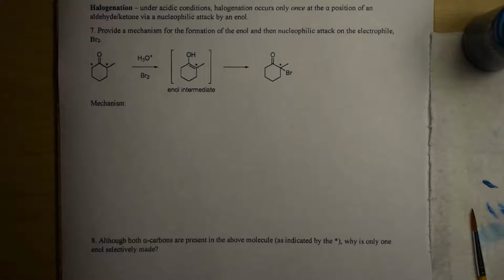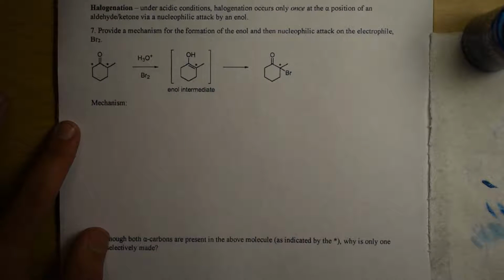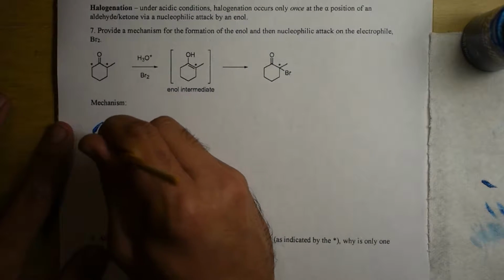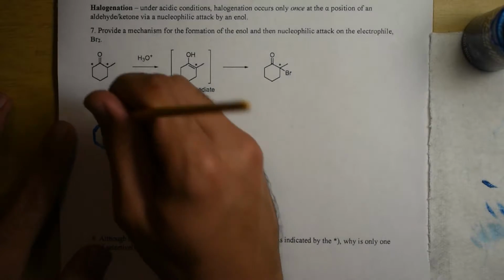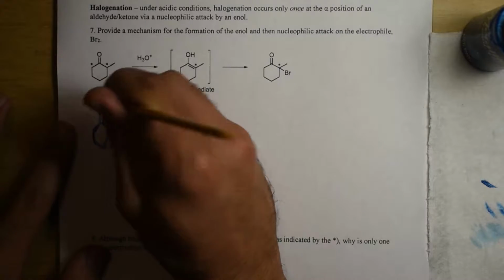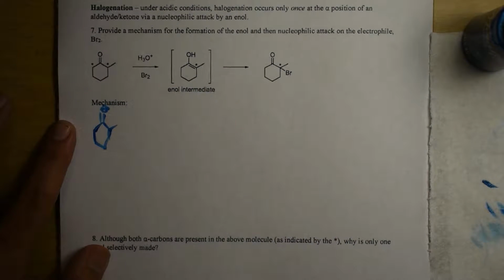Halogenation. Under acidic conditions, halogenation occurs only once at the alpha position via a nucleophilic attack by an enol. For question 7, provide a mechanism for the formation of the enol and then nucleophilic attack on the electrophile. We start out by having our oxygen deprotonate our acid.